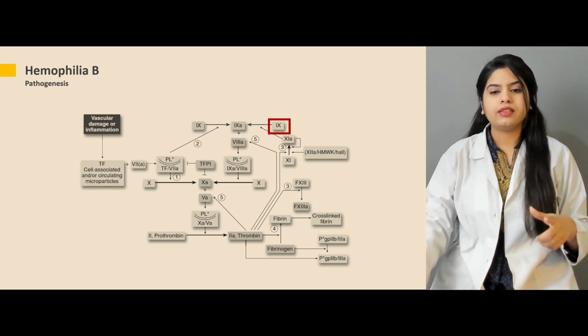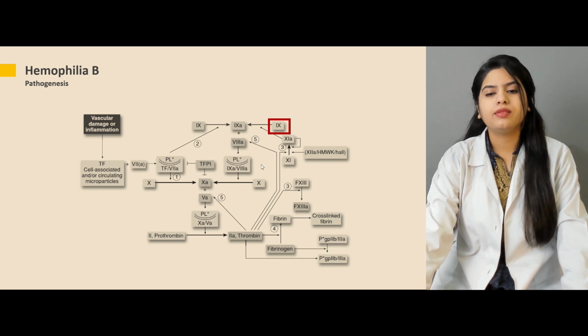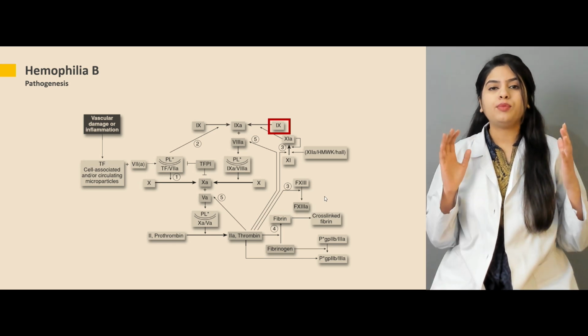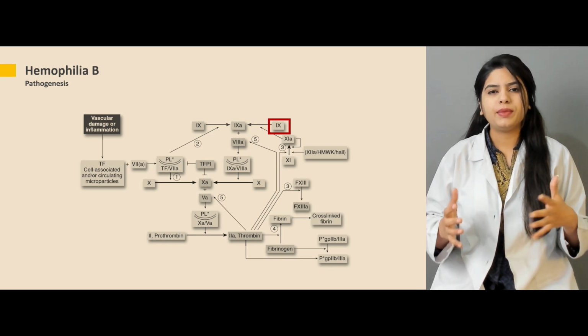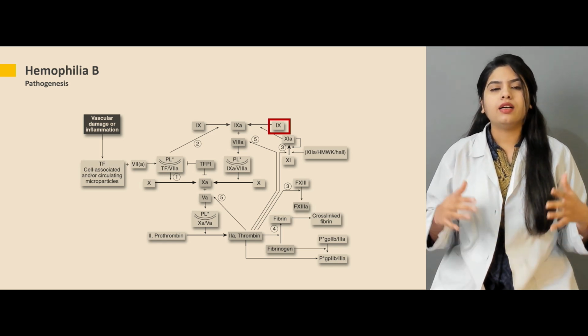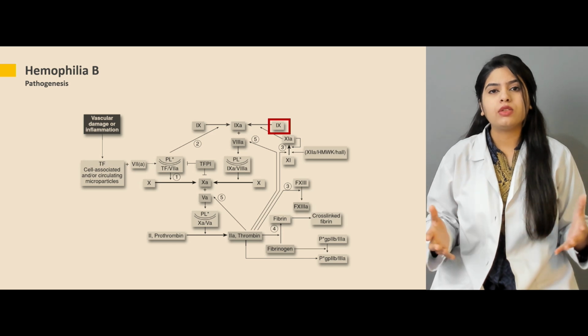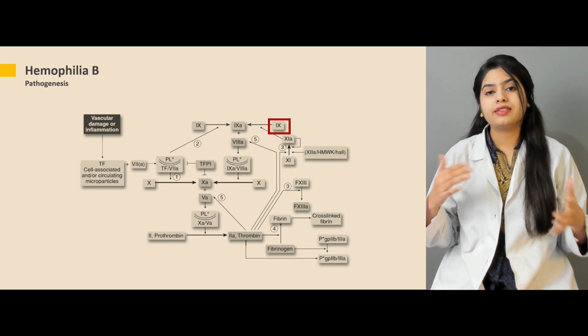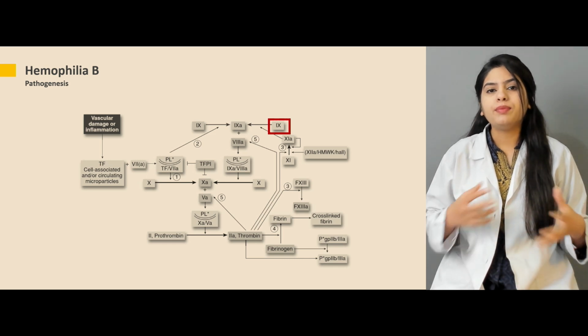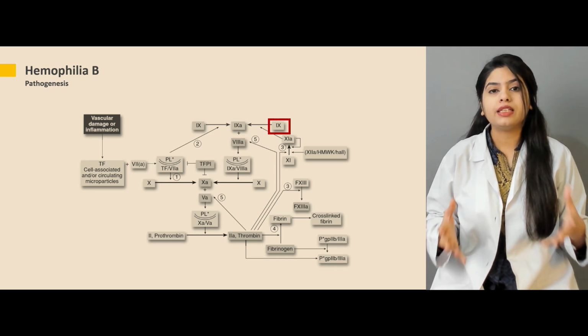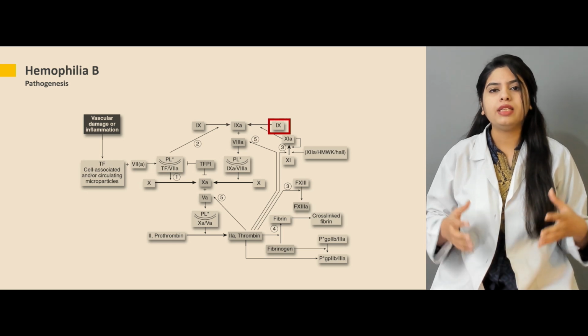Now, when this is not present, there is the deficiency of factor 9. All of these steps will be compromised, and the process of blood clot formation will be hindered, and there will be no aggregation of the platelets, no blood clot formation. As a result, the patient will suffer from hemorrhage and constant bleeding, and it will be very difficult in such a patient to stop the bleeding.